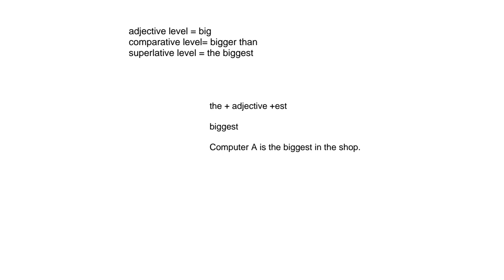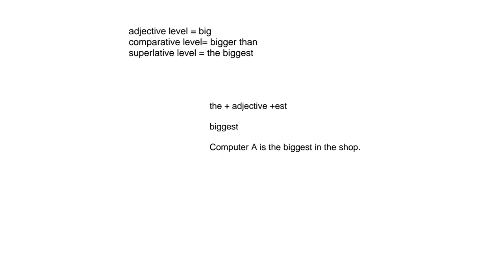The program is the easiest to use. The adjective is basically easy, and because we are comparing between more than 2 programs, we use the superlative form, which is the easiest.